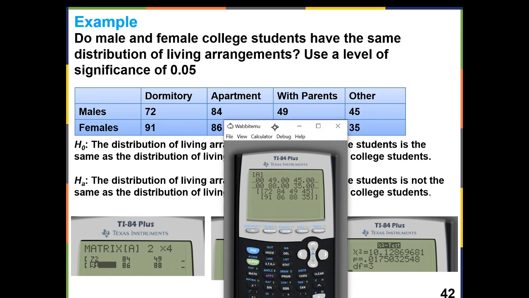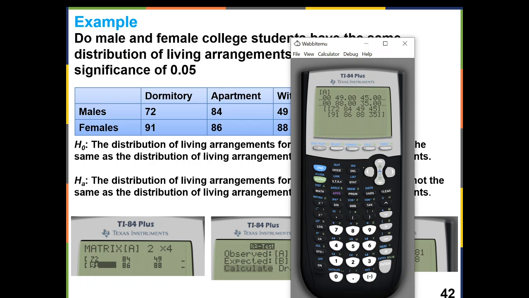Yes. Okay, now we're going to run that test. The test is under stat tests, and it's called the chi-square test, right? Pick that one. Now observed values obviously go in A, we just put them in A, right? And the expected will be calculated and put in B. So let's calculate.